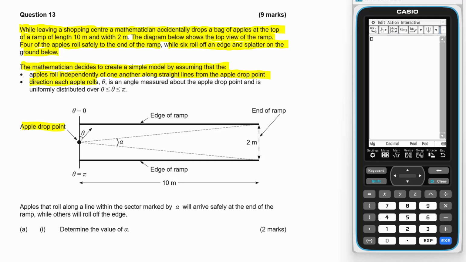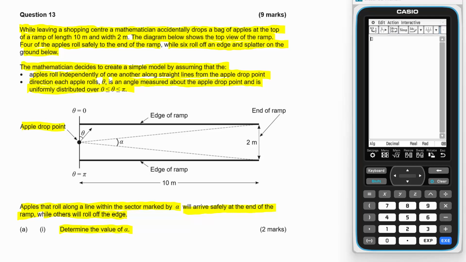The direction each apple rolls, theta, is an angle measured about the apple drop point and is uniformly distributed over theta between 0 and pi. Apples that roll along the line within the sector marked by alpha will arrive safely at the end of the ramp, while others will roll off the edge. And the first thing we want to do is determine the value of alpha.